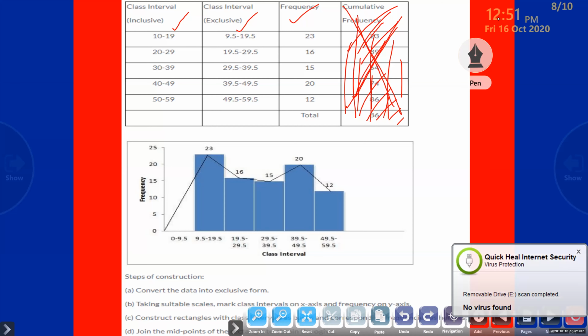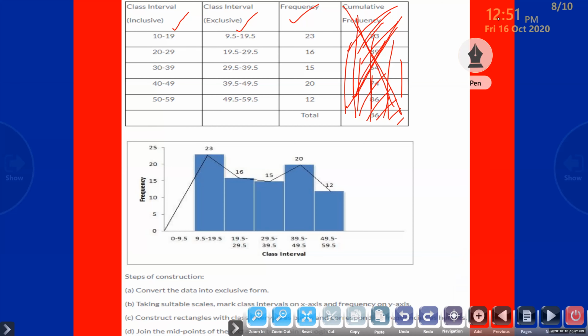So you understood inclusive and exclusive. Inclusive means not continuous. If you want, you can write there. I will write here. Inclusive, not continuous. And exclusive is, we made it continuous. And these three columns you have to write.